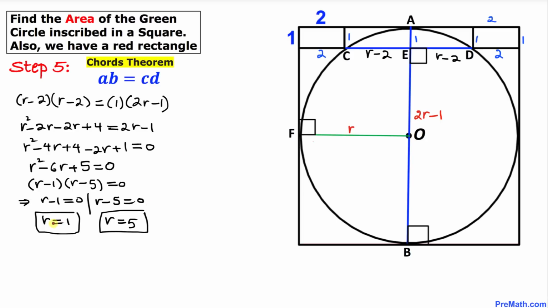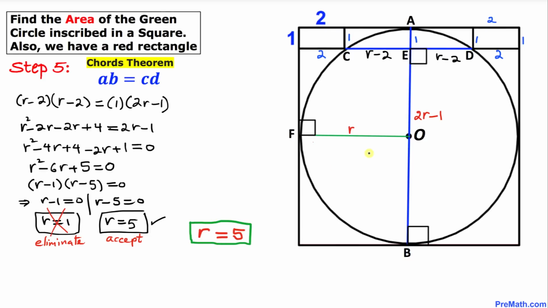Now as you can see, R equals 1. If we apply over here, then R minus 2 is going to become negative 1, and we know the length of a side cannot be a negative number, so that means we are going to discard this solution. So therefore we are going to accept R equal to positive 5 as a solution. So thus the radius of this circle turns out to be R equals 5.